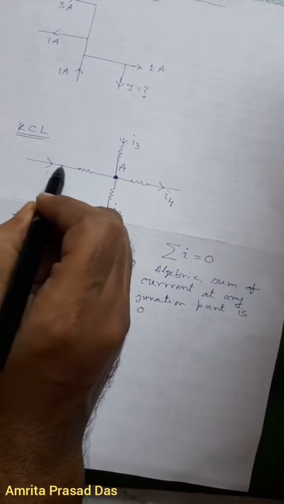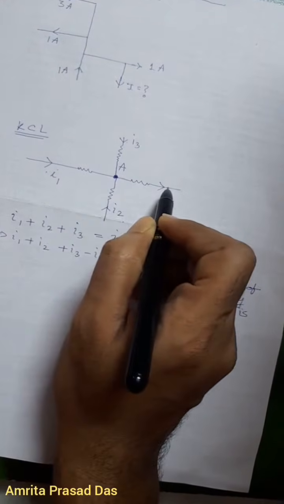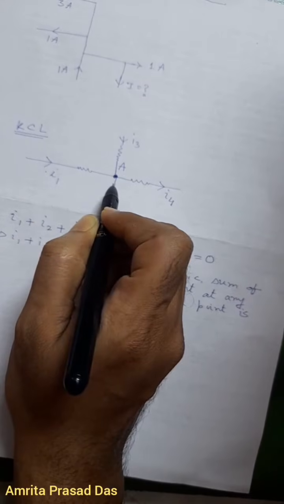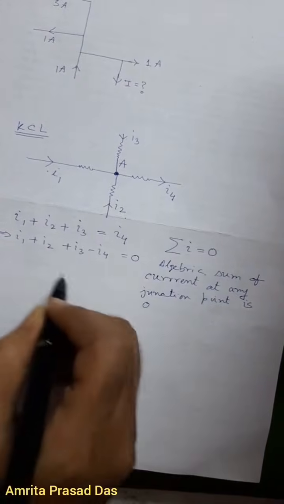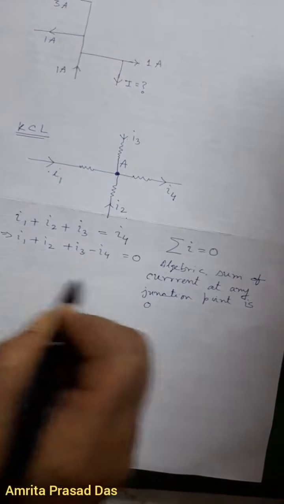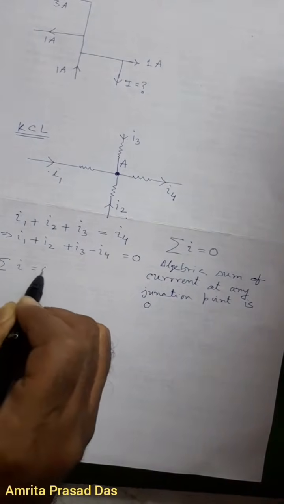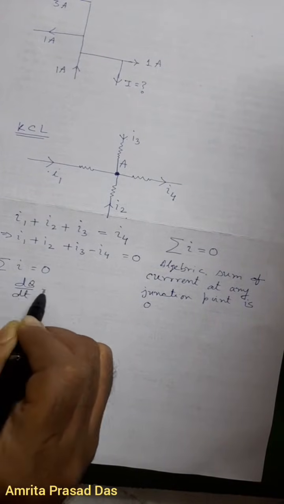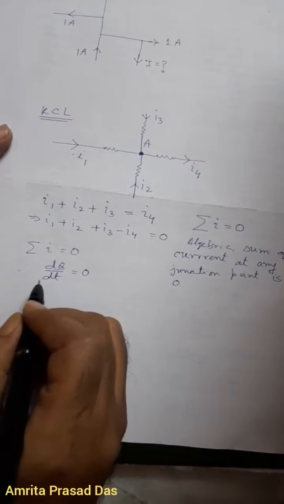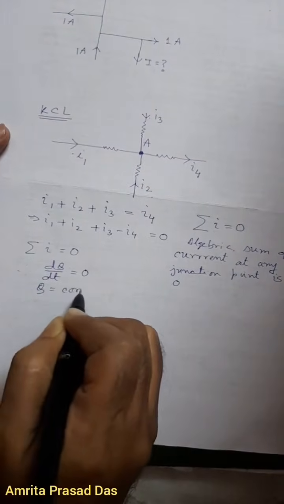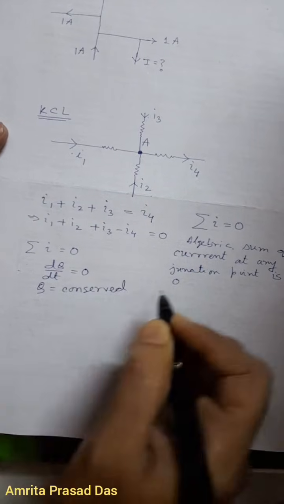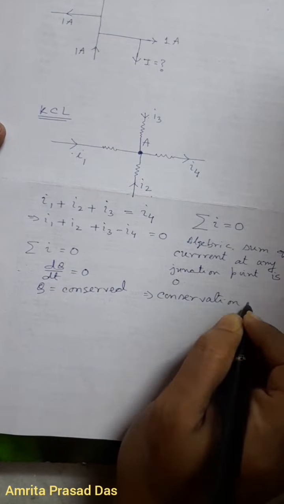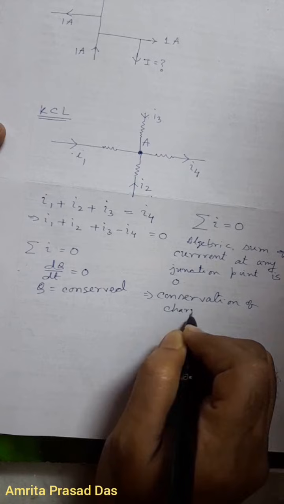Therefore, the charge that is flowing inward must flow outward. Therefore, net charge is conserved. So this KCL, or Kirchhoff's current law, gives that summation of I is equal to 0. Therefore, dq/dt, that is rate of flow of charge, is equal to 0. Hence, Q is conserved, or this is basically conservation of charge.